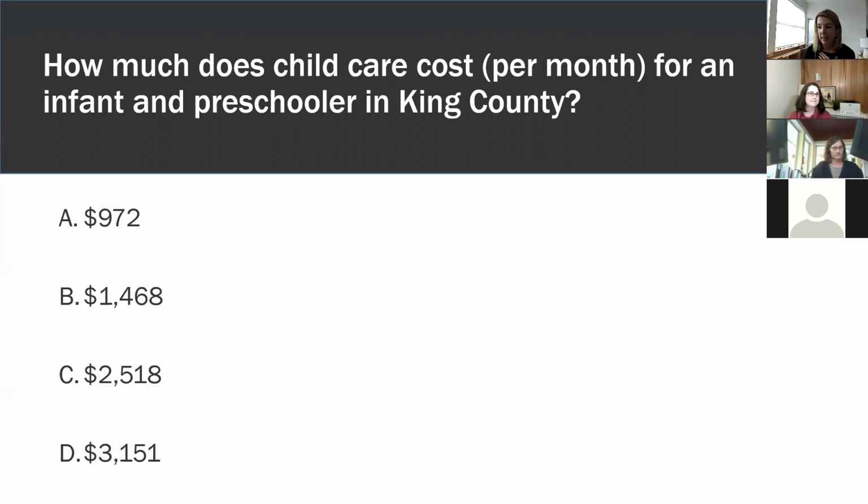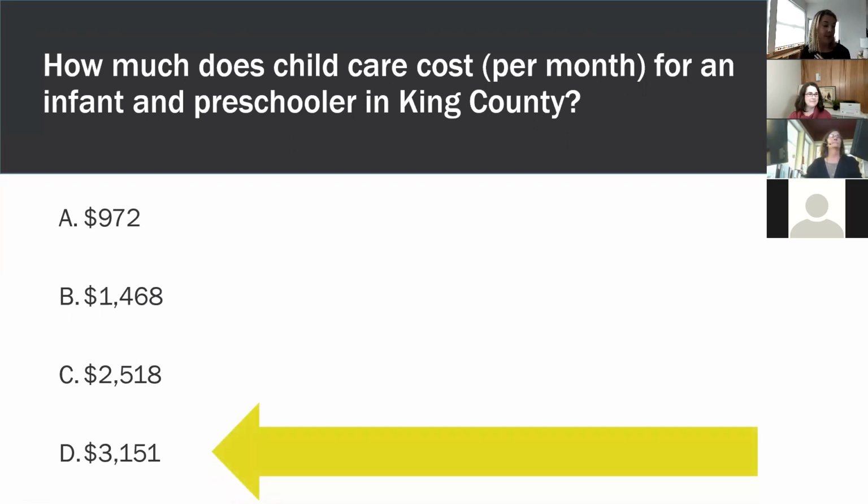Okay, lots of C's, D's. Looks like there's a pretty solid mix, kind of more tending to C's and B's. Okay, give it a couple more seconds here. Thank you for participating there. Looks like C. Okay, a couple more seconds. So the answer is actually D, $3,151 per month, which is an incredible burden, as you can imagine, for families in the city of Seattle and in King County.